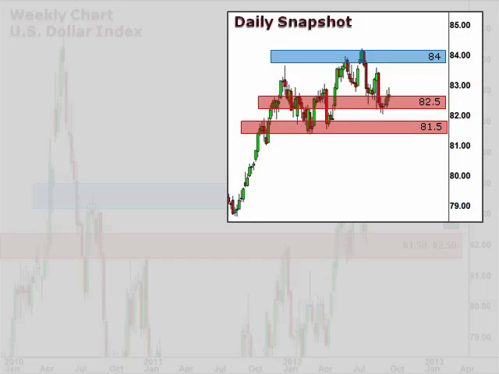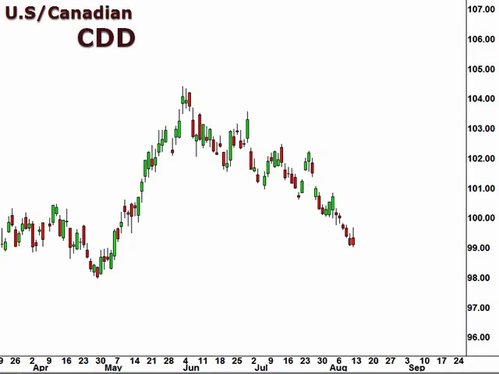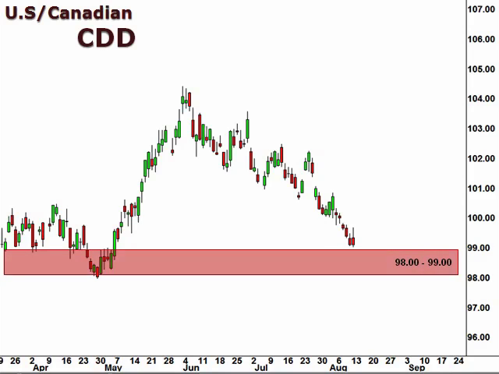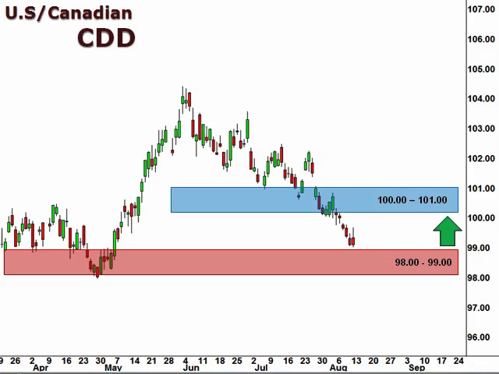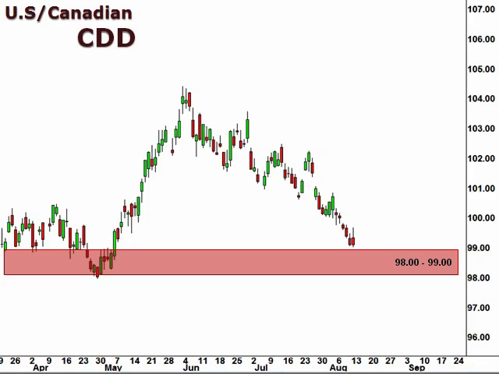The daily chart reflects the consolidation that has been taking place at 82.5 and the strong support at 81.5, with resistance sitting at 84. Next up, the CDD, the US dollar versus the Canadian dollar. The CDD continues to trend lower, now testing the upper range of our 98-99 support level. A bounce this week is likely to meet with resistance at 100-101, which now assumes the role of resistance.